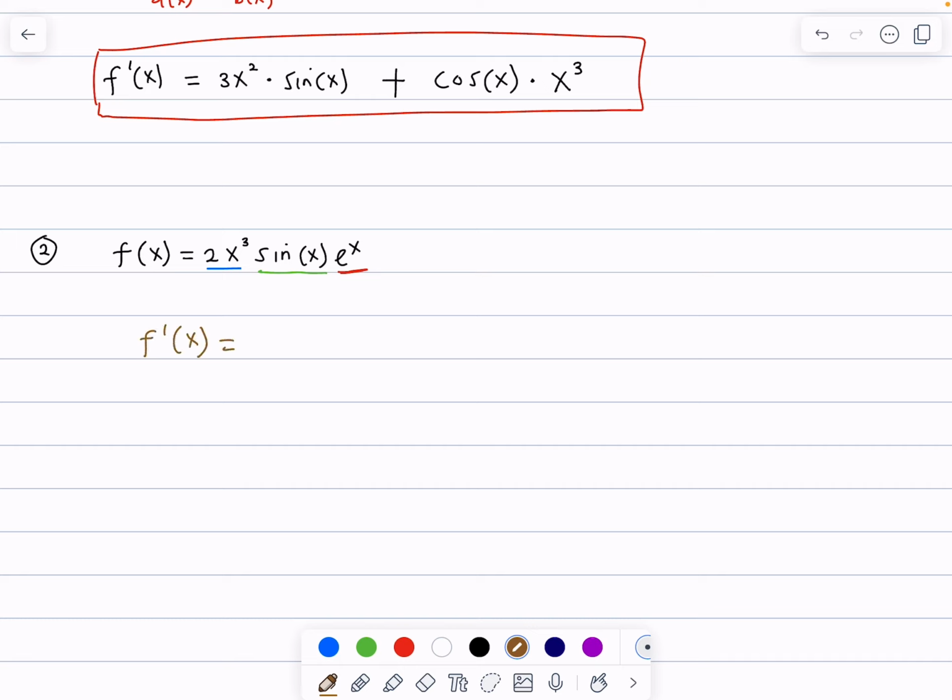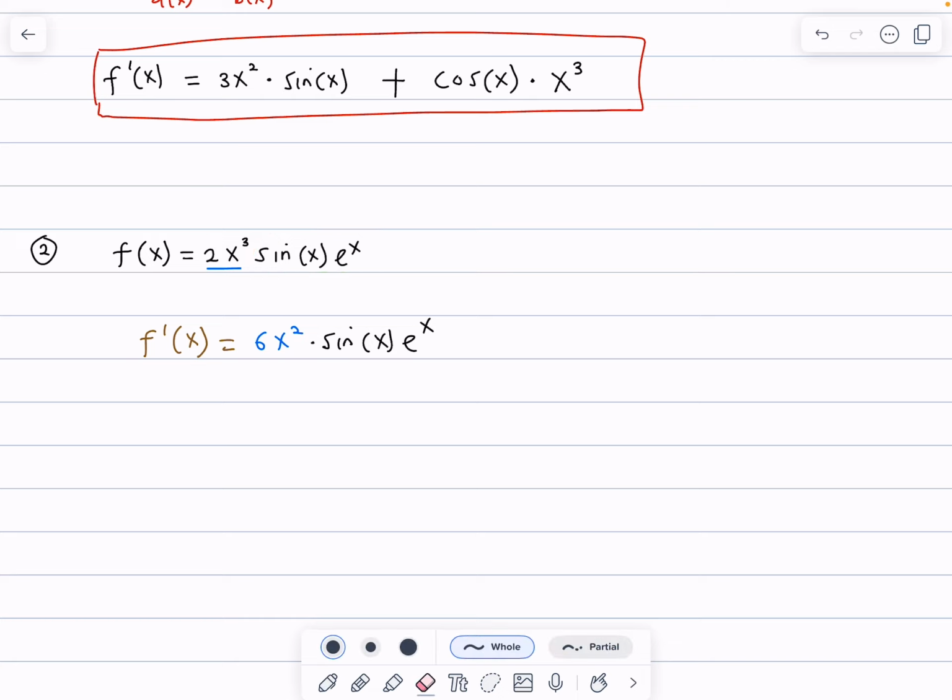So I'm going to take the derivative of 2x cubed. The derivative of 2x cubed is what? Using the power rule, this is just going to be 6x squared. And then I'm going to keep every other thing left. I'm going to write everything: sine x e to the x, right?